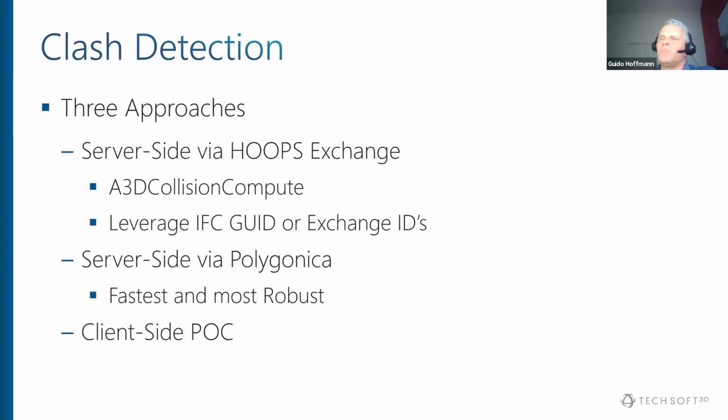And then the third approach is one that we have now worked on for the last couple of weeks. Again, it's an open source project around Communicator. It's going to be released in the next couple of weeks, and it's client side, doing it all on the client, essentially, leveraging HOOPS Communicator and all the mesh data that's already in the client, to do the clash detection without server involvement. That's what I'm going to show you in this demo.